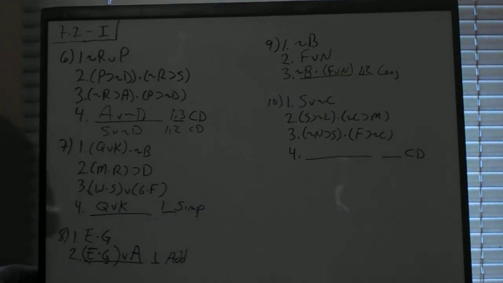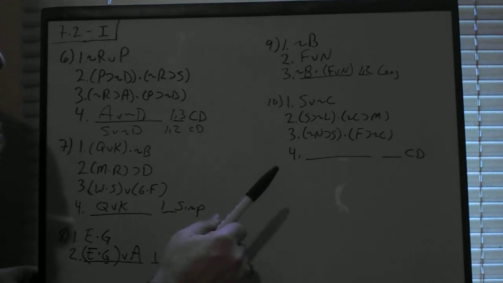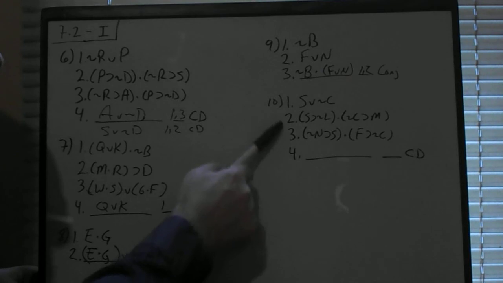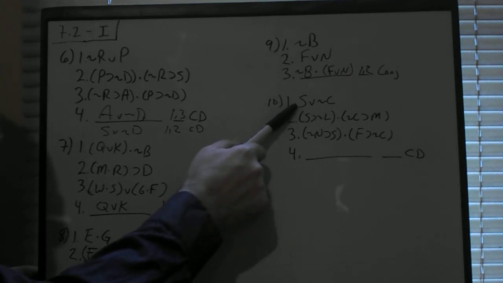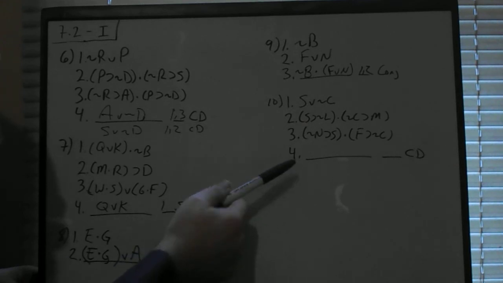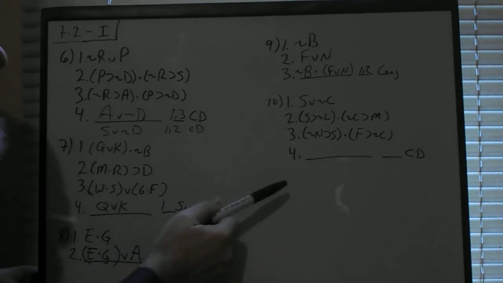In 10, we have S or not C. If S, then not L, and not C, then M. Not N, then S, and F, then not C. And they want, again, a constructive dilemma. So a constructive dilemma, you need two conditionals joined by the dot, which we have at lines 2 and 3. The second premise, the two antecedents joined by the wedge. So we have S or not C.